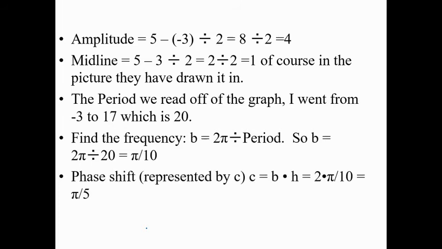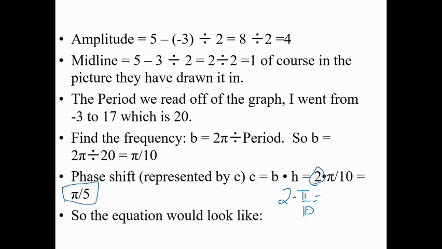Now here comes the kicker. How do we find the phase shift? And I told you that the phase shift was 2. So we're going to take that 2 and we are going to multiply it by the pi over 10. Okay, which will wind up simplifying down to pi over 5. So your equation would look like this. Y equals 4 cosine of pi over 10 x minus pi over 5, plus 1.